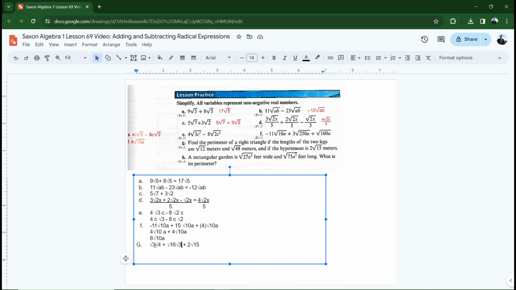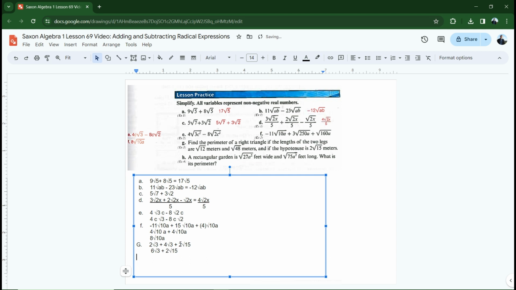I can simplify these, though. The square root of 4 just becomes 2. Square root of 16 just becomes 4. And I have to leave this one alone. I can't add all three of these numbers, but I can add the first two numbers. 2 times the square root of 3 plus 4 times the square root of 3 is 6 times the square root of 3 plus 2 times the square root of 15.